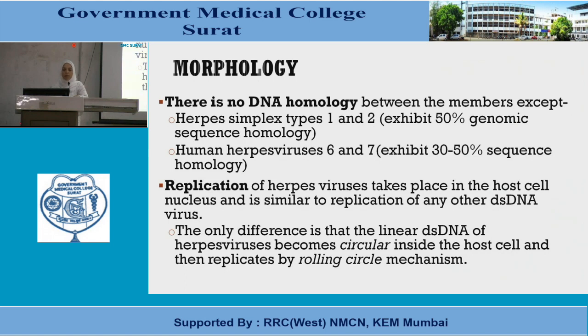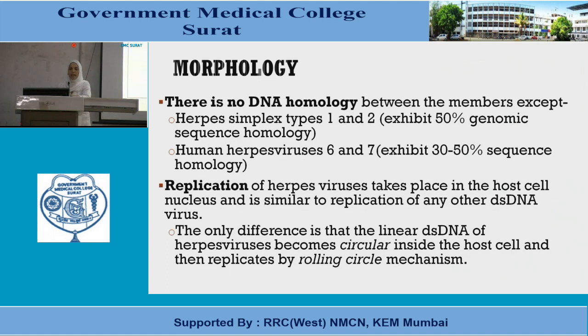Now coming to the replication of herpes viruses, it takes place in the host cell nucleus and is similar to the replication we see in other double-stranded DNA viruses. The only difference is that the linear double-stranded DNA of herpes virus becomes circular once it is inside the host cell, and it starts replicating by a rolling circle mechanism. That's the type of mechanism of its division.